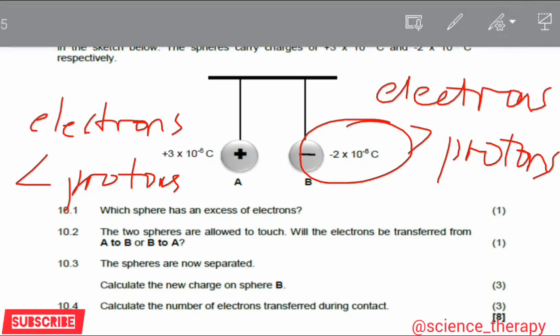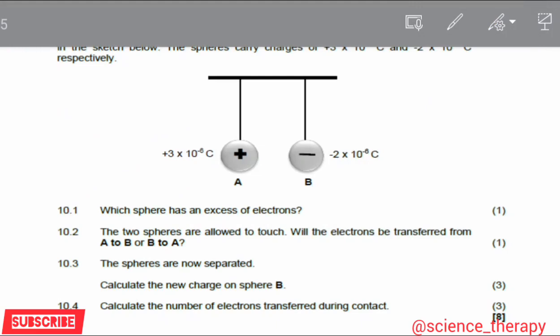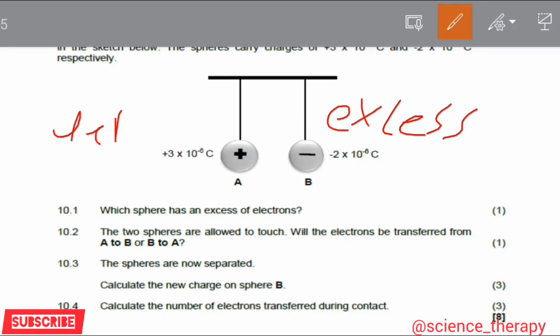Then 10.2 says the two spheres are allowed to touch. Will the electrons be transferred from A to B or B to A? Now again here, we know that electrons are always transferred from the one with an excess of electrons to the one with a deficiency. We've already said that this one has an excess, so that means this one has a deficiency, right? So the electrons will move from B to A, right? From B to A.